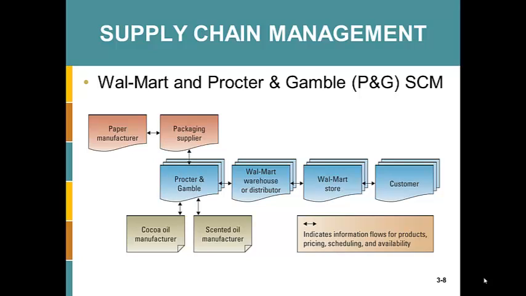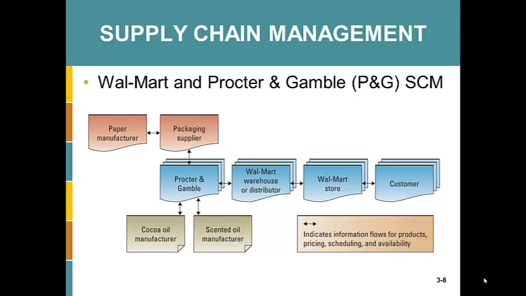Now, as you can imagine, Procter & Gamble supplies Walmart with a significant amount of product for Walmart to sell to the end consumer. And so here we can see that supply chain management relationship. Procter & Gamble would receive paper and packaging supplies from one of their producers, along with some other materials that they would need to build their product. They would then build their product, and they move that to a Walmart warehouse or a distributor. The warehouse or distributor would move that to the store where eventually the customer would buy it.